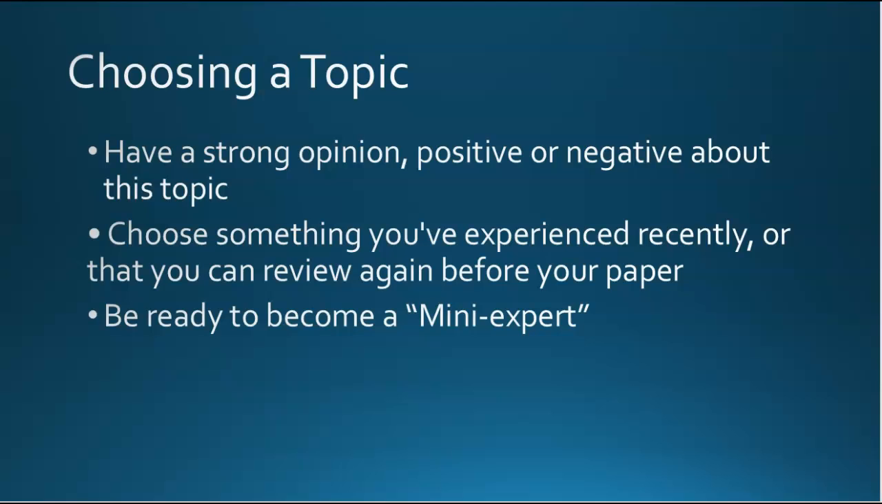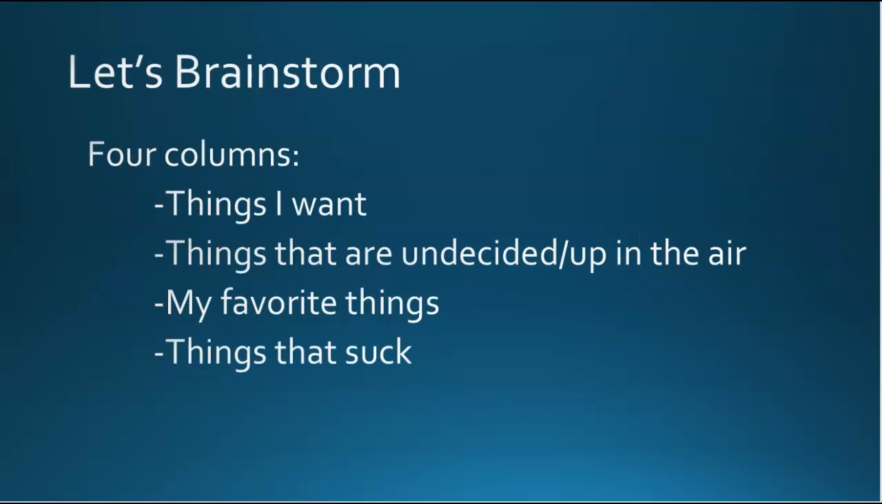Let's do some invention. I want you to take a fresh sheet of paper. You can draw 3 lines on that sheet of paper. It's best if you lay it out horizontally, right? That long way. Make 3 lines. That'll give you 4 columns. The first column would be things I want. The second would be things that are undecided or up in the air. The third column would be my favorite things. And then the fourth column would be things that suck.